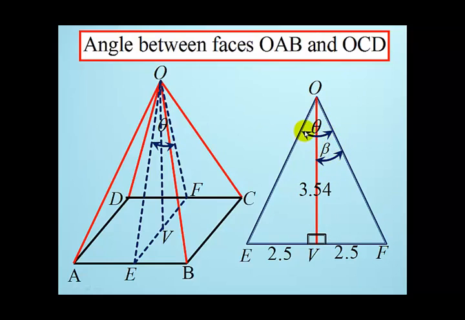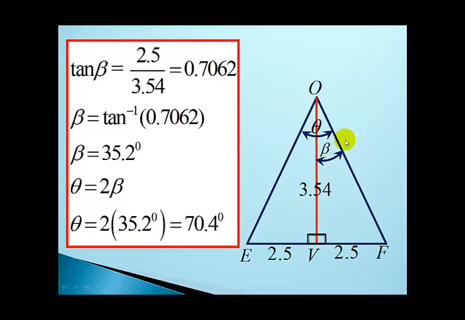So when we consider the angle beta, we can see that 2.5 is opposite and 3.54 is adjacent. Now, considering the triangle OVF, the angle is beta, and 2.5 is opposite and 3.54 is adjacent. So use the ratio tan. So tan beta is equal to 2.5 divided by 3.54, and this is equal to 0.7062. Now, because we are solving for beta, we have to take the tan inverse of both sides. And when you take the tan inverse of the left hand side, you are left with beta. And taking the tan inverse of the right hand side, we have 35.2 degrees.